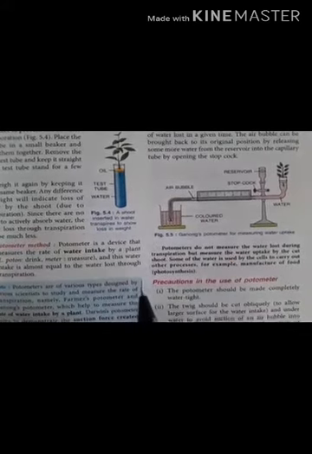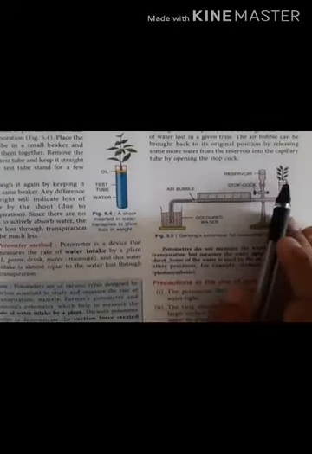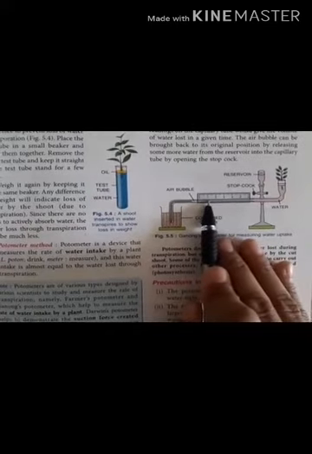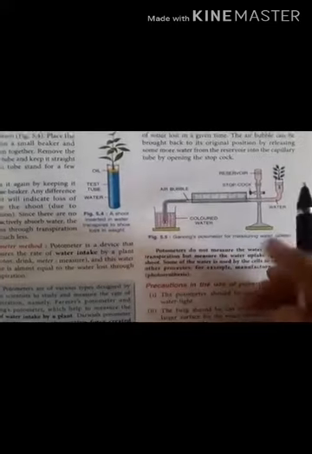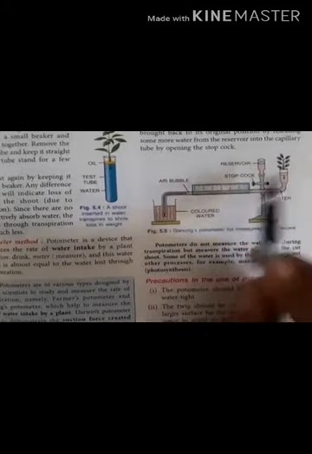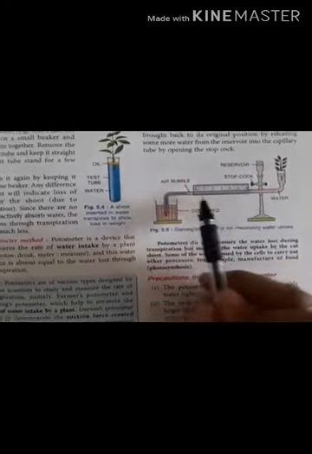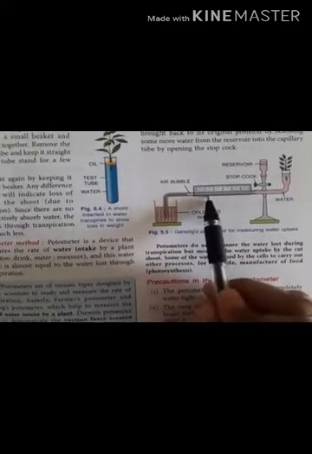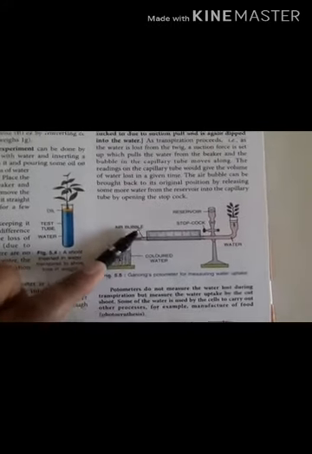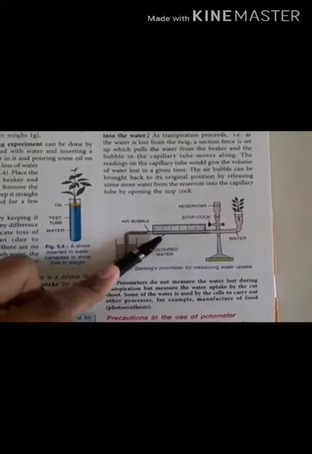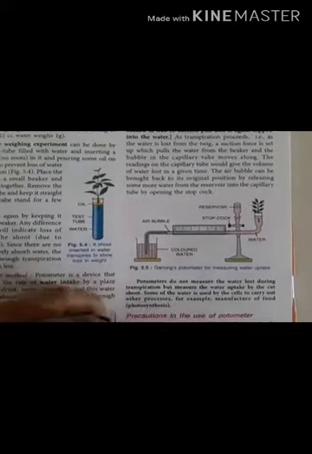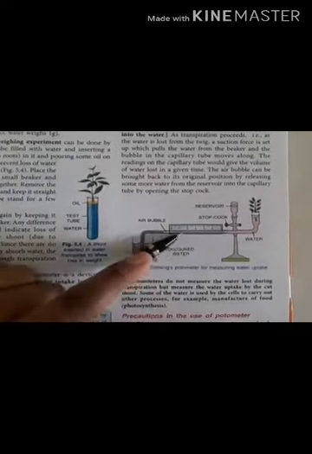Now as the transpiration takes place, what happens? A suction force is set up. Suction force means it is pulling, right? Transpiration, water loss, needs water. So here you can see that the air bubble in the capillary tube also moves along. The readings on the capillary tube would give the volume of the water lost in the given time. As the air bubble proceeds further, we can record the observation.